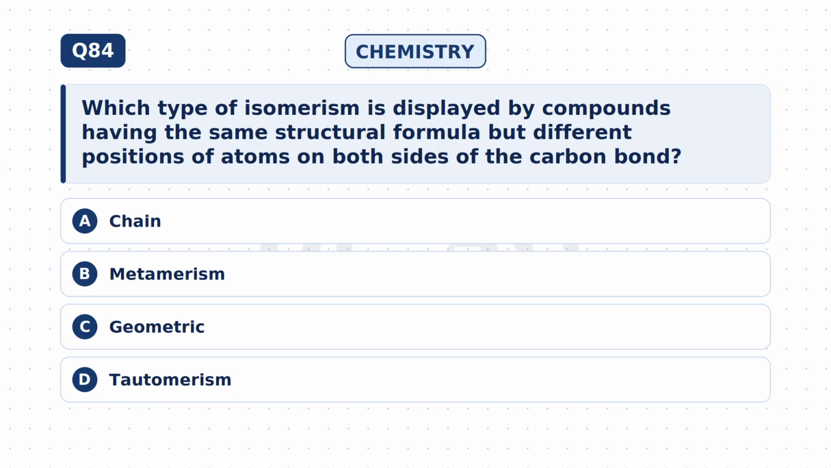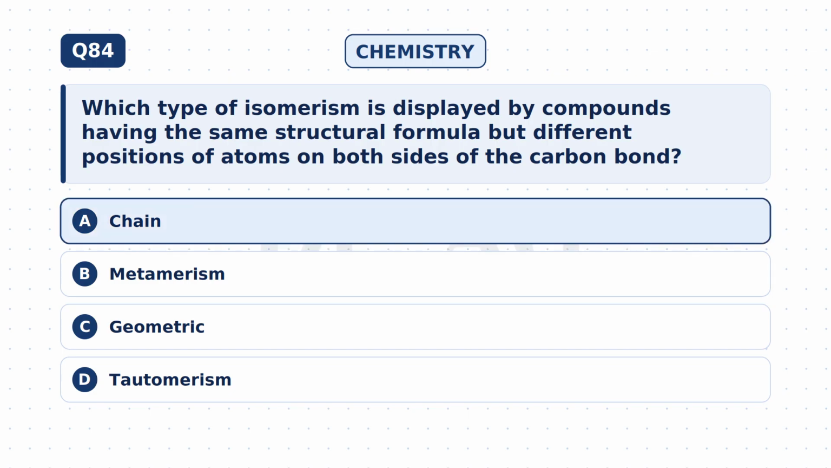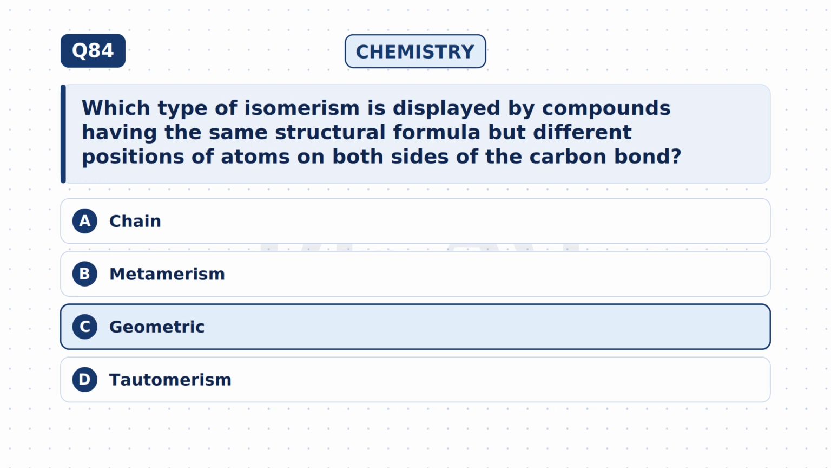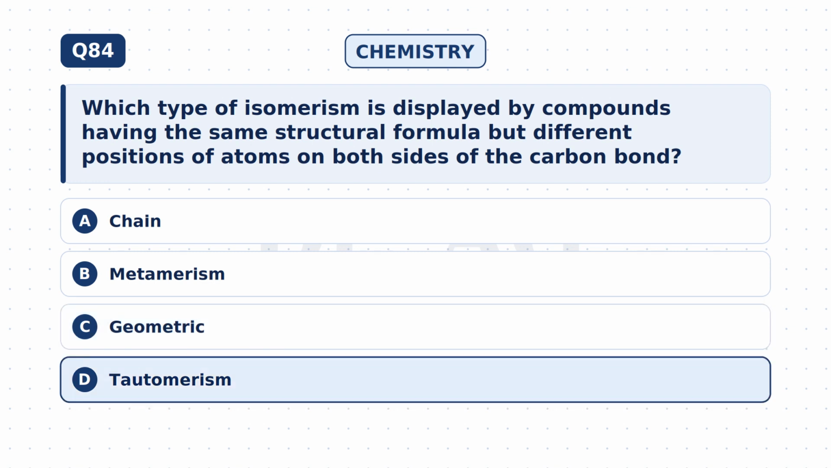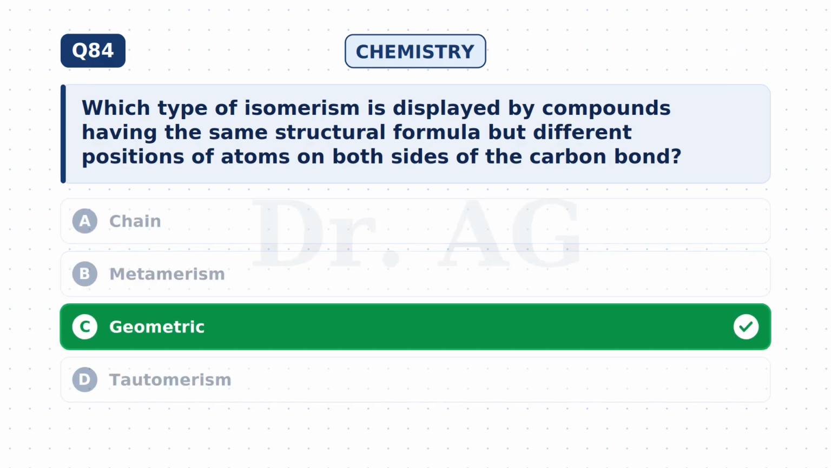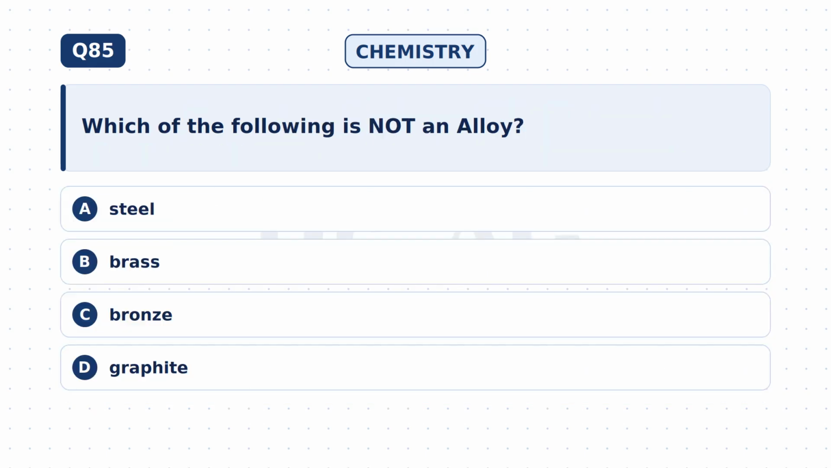on both sides of the carbon bond? Option A, chain. Option B, metamerism. Option C, geometric. Option D, tautomerism. The correct answer is C, geometric. Question 85. Which of the following is not an alloy?